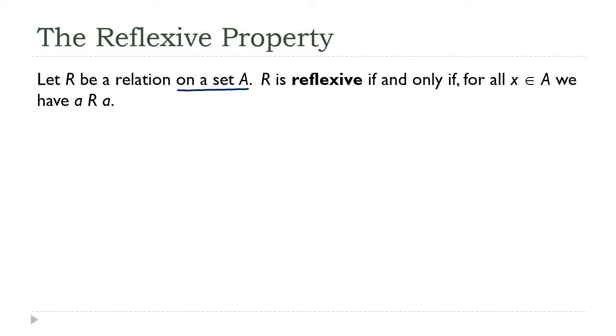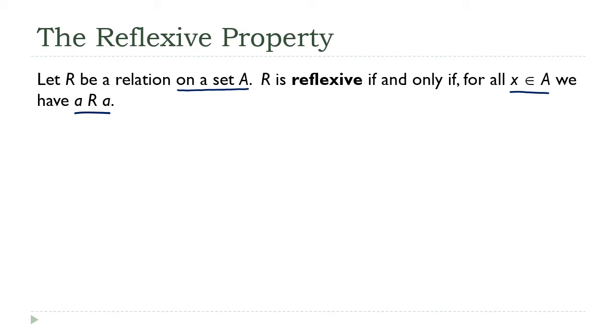So we say a relation has this reflexive property if and only if for every X in A, X is related to itself. Right, and just a quick example. I'll look at a quick example of each of these properties. Then we'll look at some more detailed ones in the next lecture.